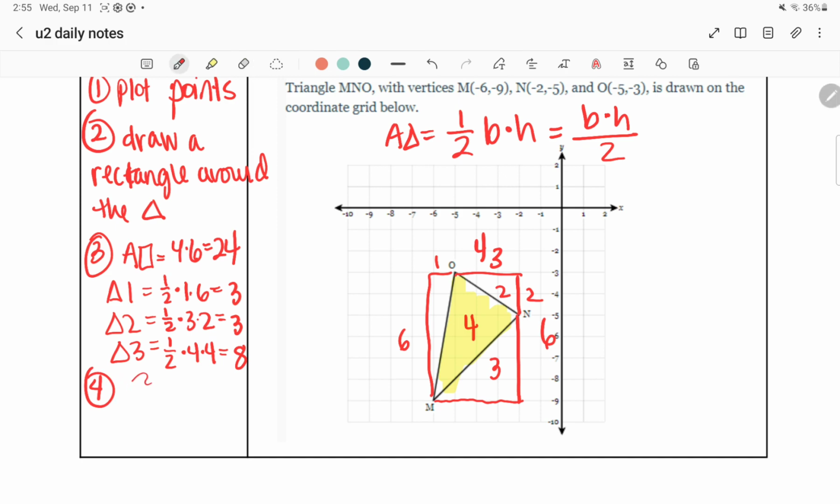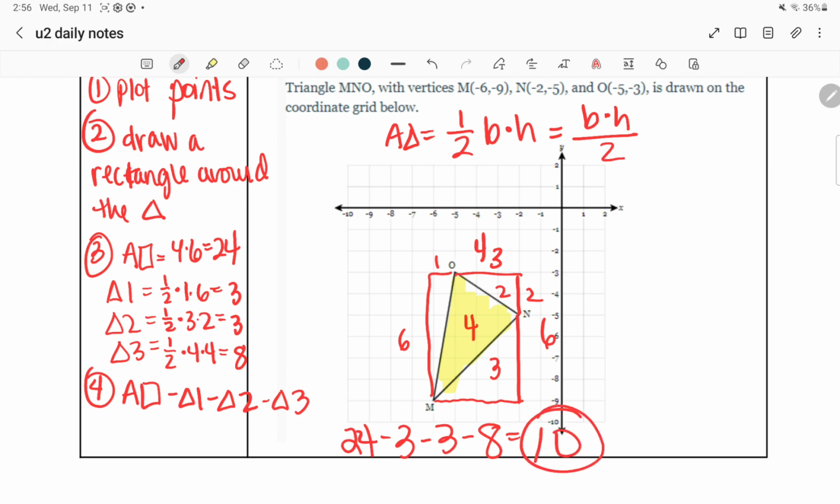So step 4 is area of the rectangle subtracted from triangle 1 minus triangle 2 minus triangle 3. Okay, so what that looks like is 24, because that's my whole rectangle, minus 3, minus 3, minus 8. So that's all the areas of my triangle 1, 2, and 3s. And when I plug this in my calculator, I get 10. Another pretty number.